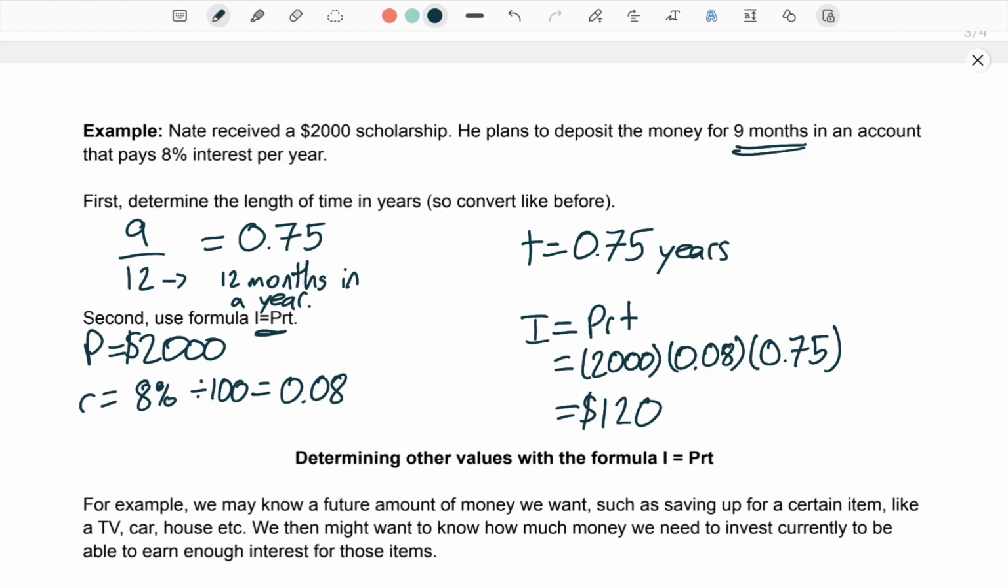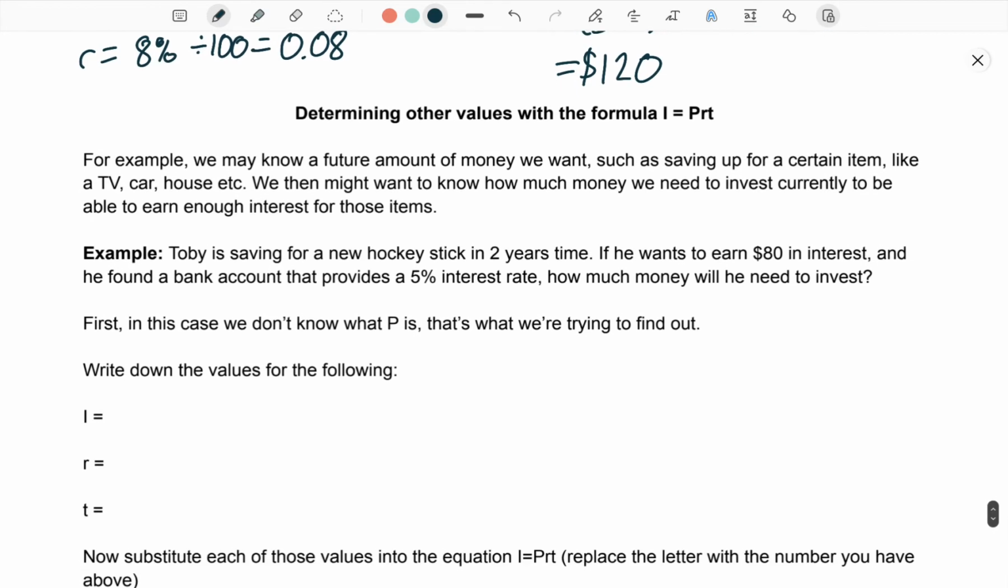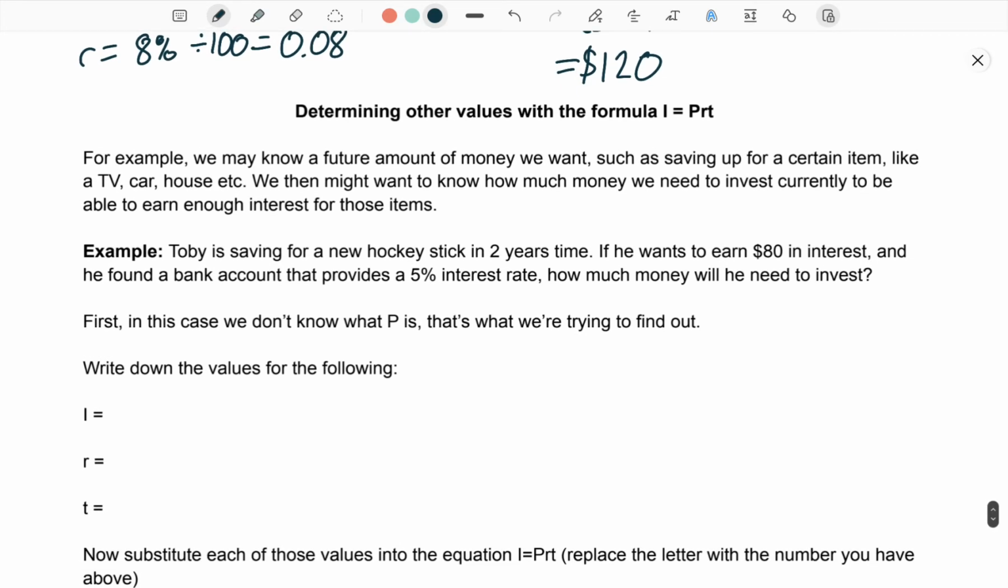All right, there's one last situation we want to take a look at. There might be times when we don't just want to know what the interest earned, but we might want to find out what the original amount is, or what the interest rate is, or the time. And that could be something like, maybe we want to know how much money we need to put into account right now, because we want to save for something like a TV, a car, a house, whatever it might be. And so having that original amount can help us to plan for the future.